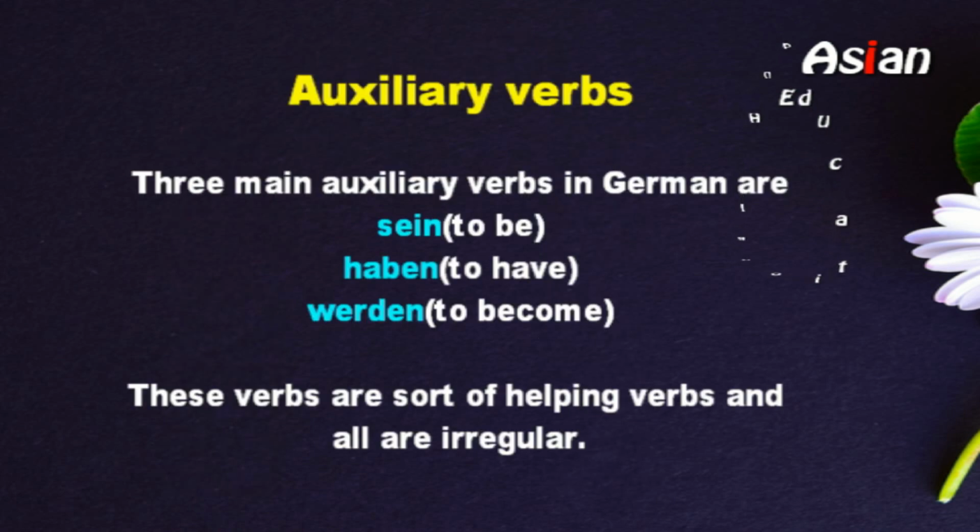3 main auxiliary verbs in German are sein, to be; haben, to have; werden, to become. These verbs are sort of helping verbs and all are irregular.